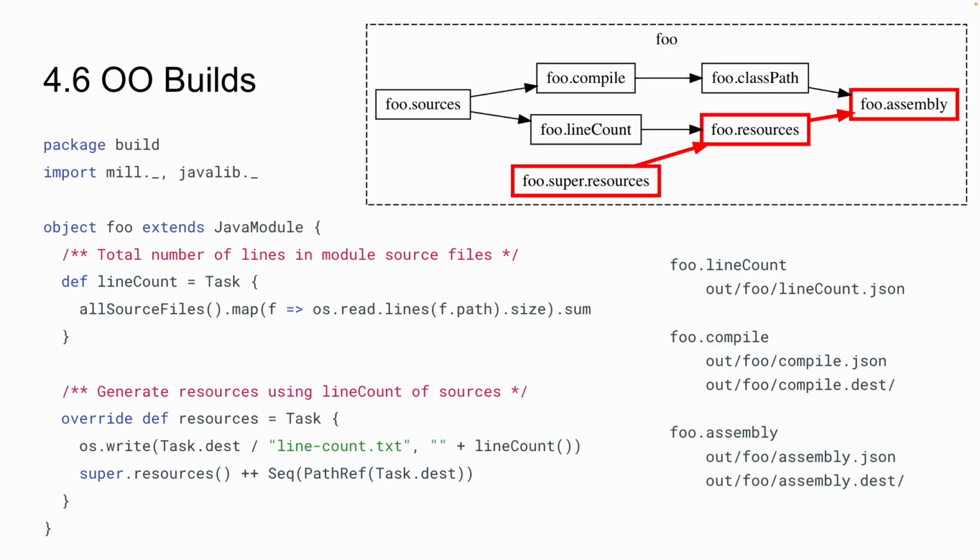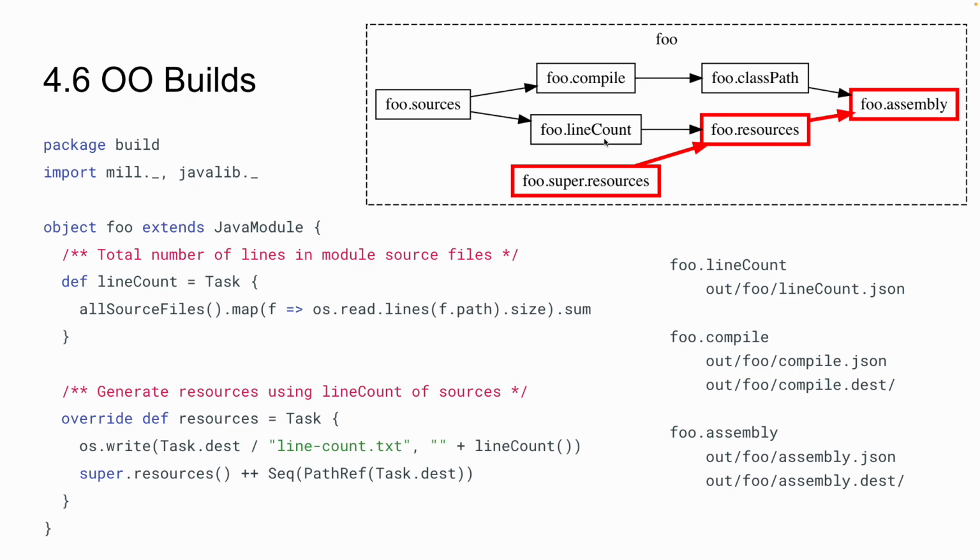Lastly, Mill is able to do automatic invalidation. So if I touch a resource folder, which is now full of super resources because I overrode it, Mill just does a breadth first search, sees that resources is downstream, needs to recompute, assembly is downstream, needs to recompute, and compile and line count are not downstream, so those can be reused.